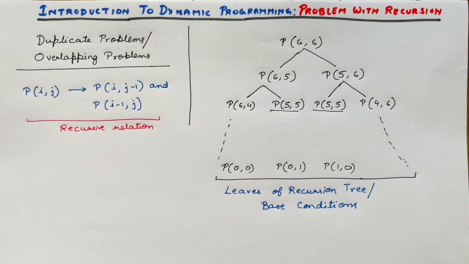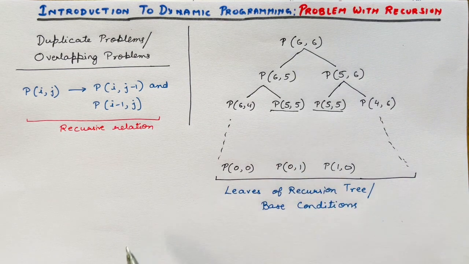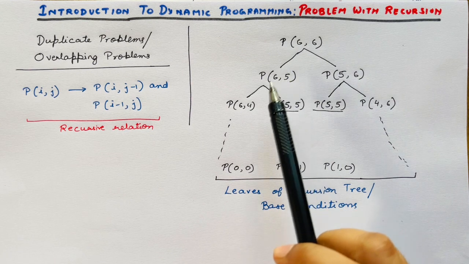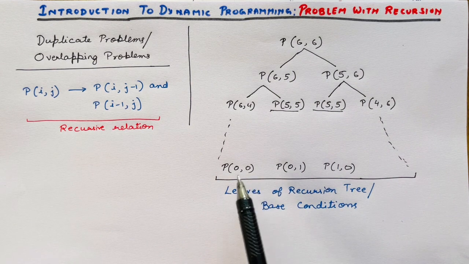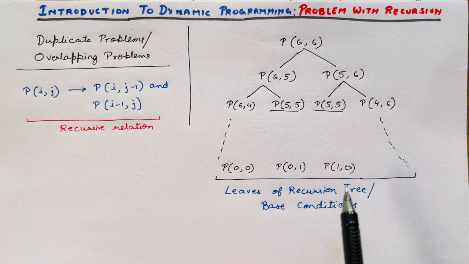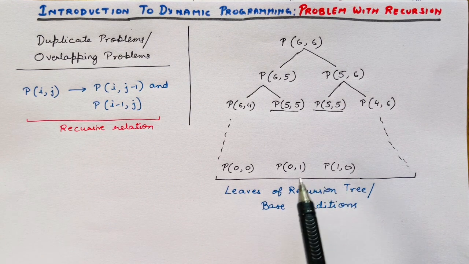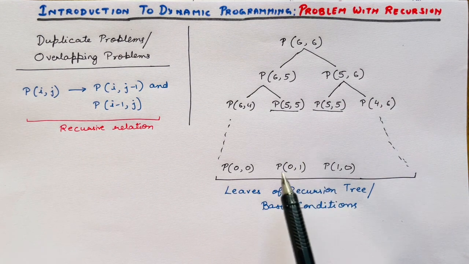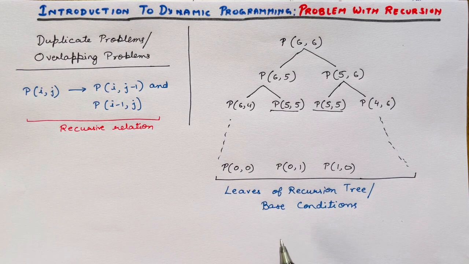In recursion, what we do is we start from whatever input is given to us in the question, and then we move downwards in the recursion tree towards smaller inputs. And in the end, we reach what are called the leaves of the recursion tree, which basically represent the base conditions of the recursion, where the recursion tree terminates. That is how we proceed in top-down recursion.